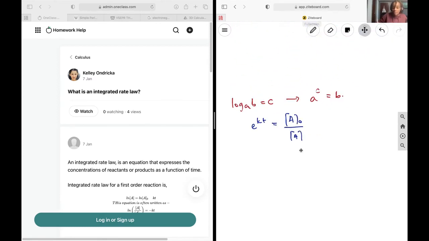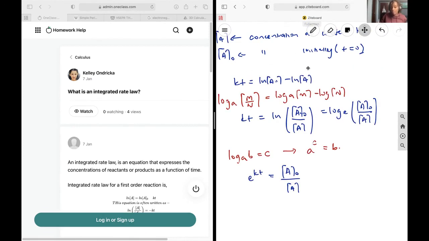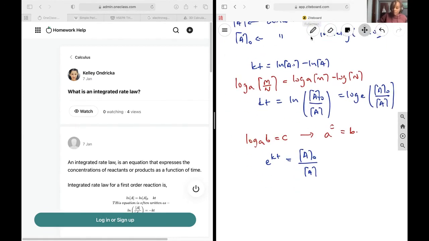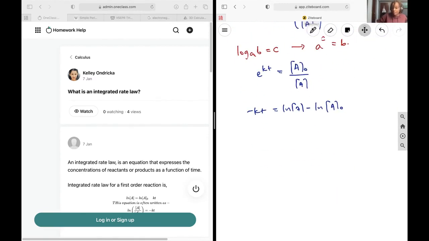You can alternatively decide to rearrange the equation differently at the beginning and leave it in the form of negative kt is equal to ln of A minus ln of A initially. And so again, this would become ln concentration of A over initial concentration of A. If you just use the same properties we used before, which would become e to the power of negative kt is equal to A over initial concentration.